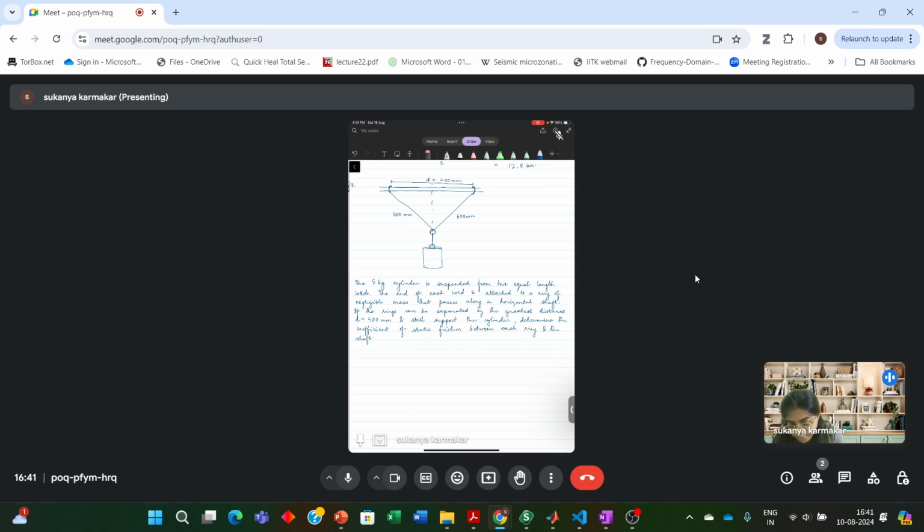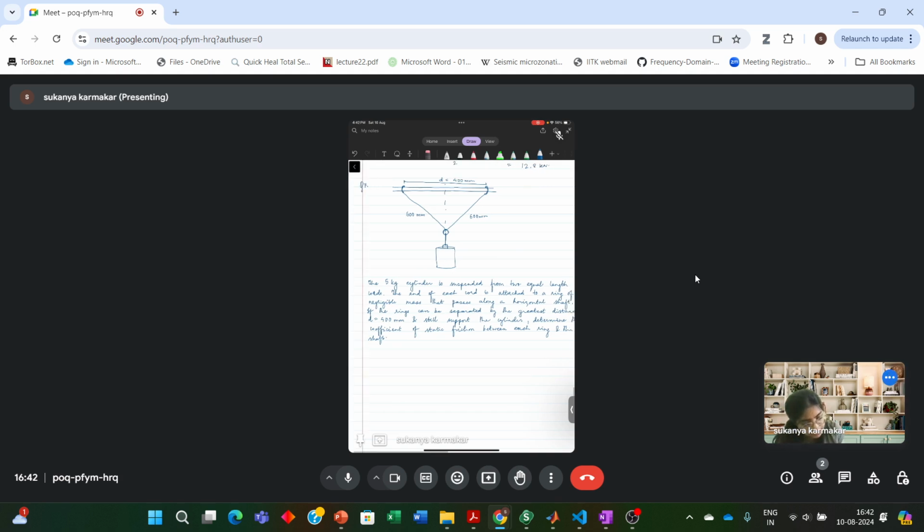There is also a second part to the question, that is, if the coefficient of static friction between each ring and the shaft is 0.5, we have to determine the greatest distance d by which the rings can be separated and still support the cylinder as shown. So this is the first part of the question.